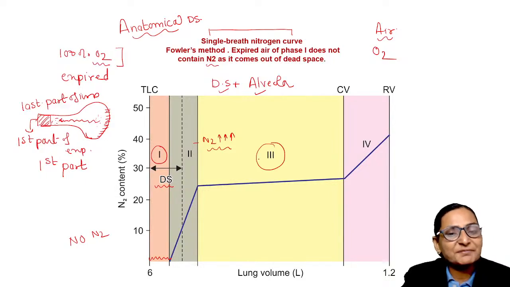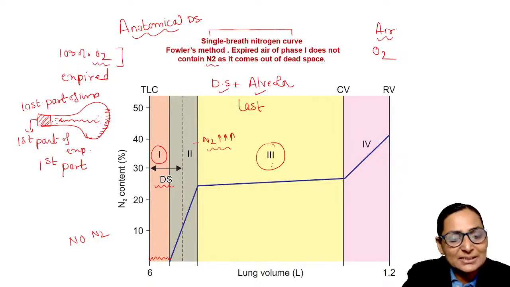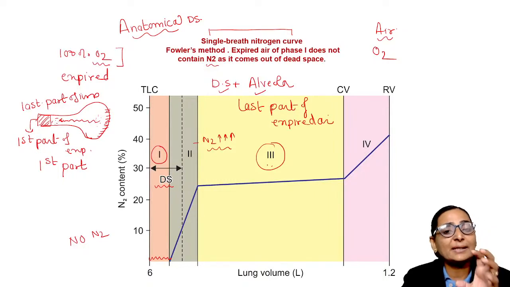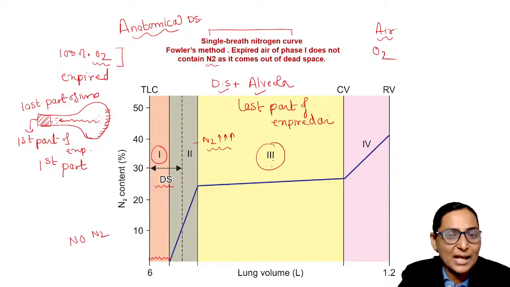When you achieve the plateau, that is the time when maximum nitrogen has been expired, because that is the part which is coming from the alveoli. This plateau, that is phase 3, is the last part of expired air. So when you attain the plateau, that means maximum nitrogen has been expired out.